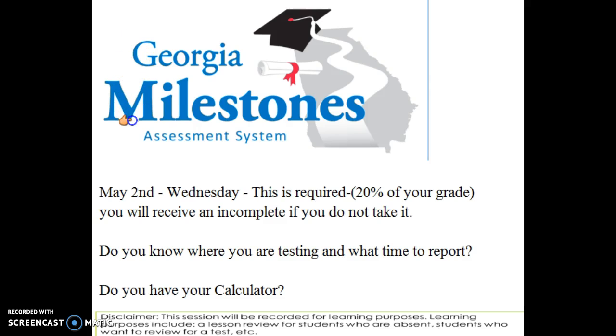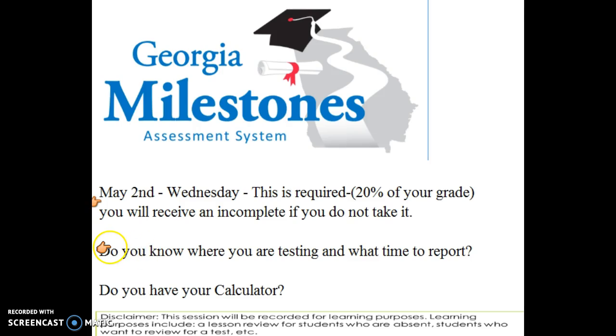The Georgia Milestone, your End of Course test, is May the 2nd on Wednesday. It is required for you to take it. It counts 20% of your grade. You will receive an incomplete for the course if you do not take it. If you don't take it, they'll schedule you for a makeup in June, but you will get an incomplete on your report card.